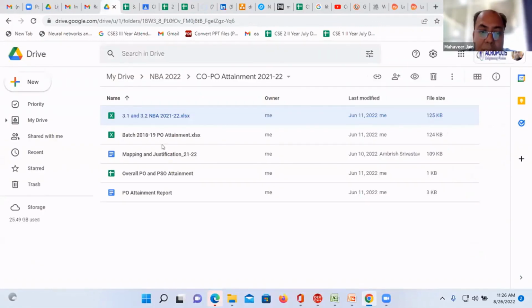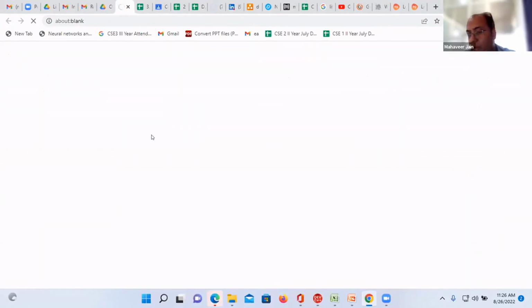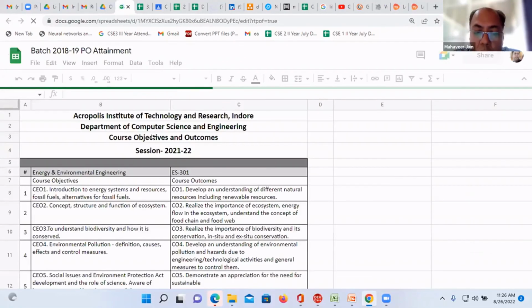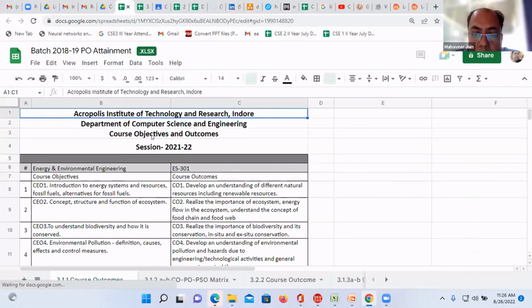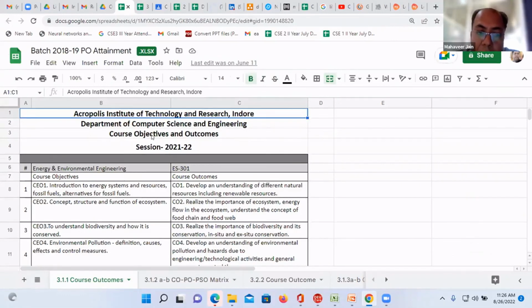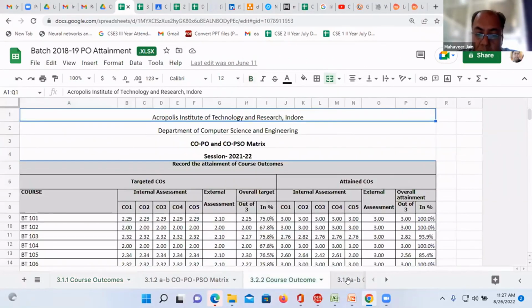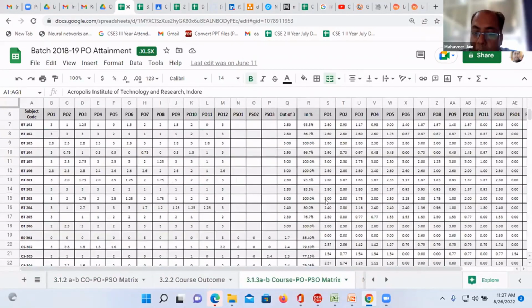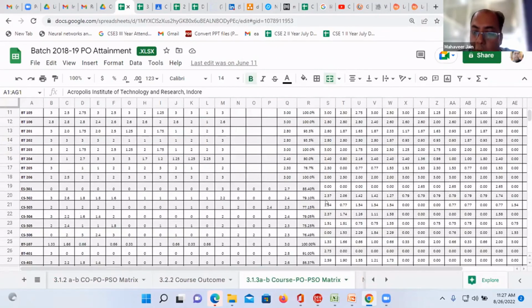If I need to calculate batch-wise, meaning one batch, one student has entered in 21 and 22, I will need to keep all the records of 21-22 for the same student, then 22-23, 23-24, and 24-25, and in 25 he will pass out. So for the same student, I need to maintain the record of all the 4 years. From that point of view, this is the sheet for a single batch for the 4 years.